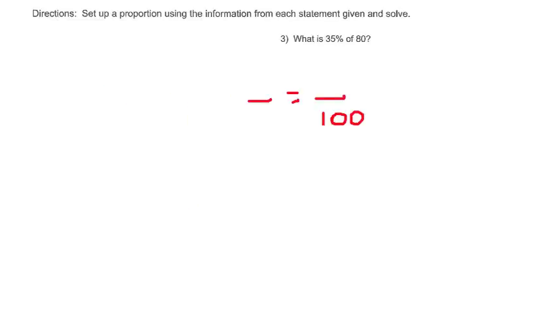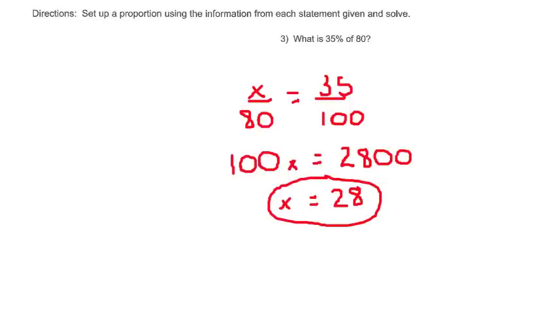So for problem 3, you set up your proportion. And they say, what is 35% of 80? They give us our percent. Our percent always goes over the 100. What is? We're trying to find out the is. And of 80, of goes on the bottom. So now at this time, pause the video while you solve for x. When you're ready to check your answer, press play. And so your answer should be 28.